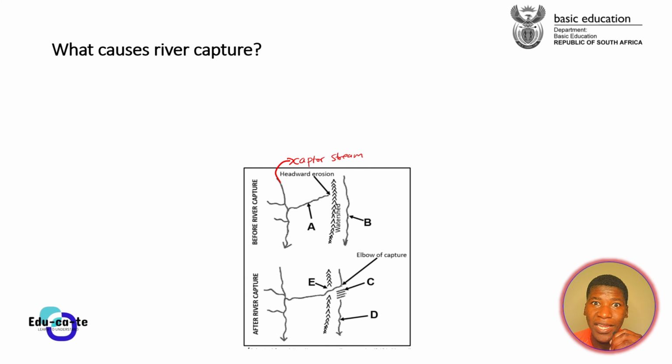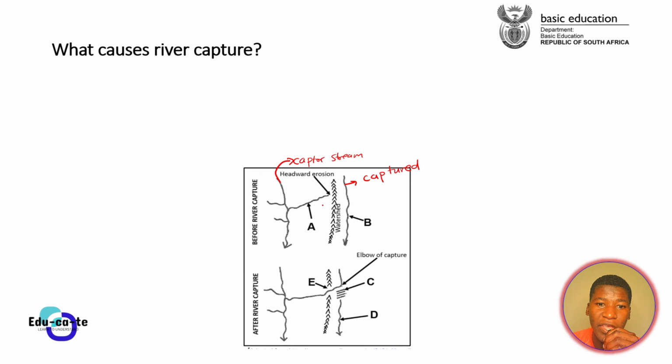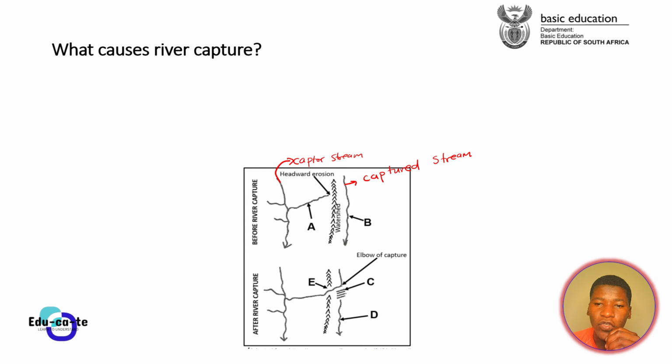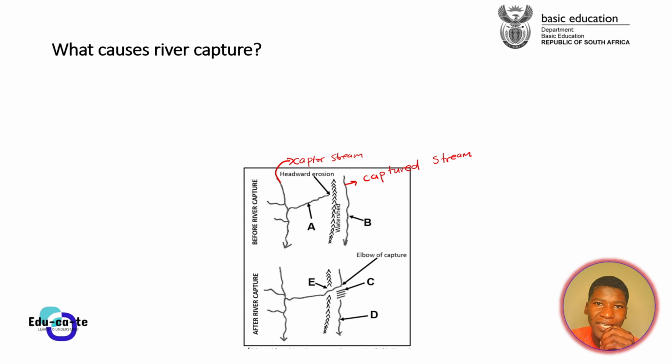So this has to be your captor stream, because it is the one that is eroding through the watershed. We've already done an activity on how to identify the captor stream as well as the captured stream. And then this has to be the captured stream, the one whose waters will be taken away by the captor stream. So this is the captured stream. So what are the causes? What actually causes the captor stream to steal the waters of the captured stream?